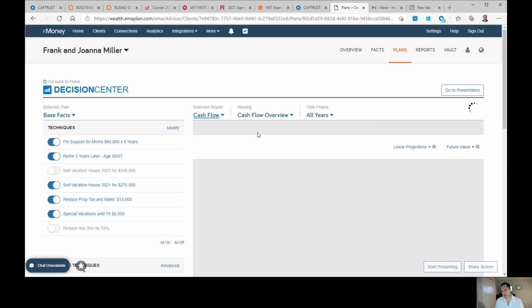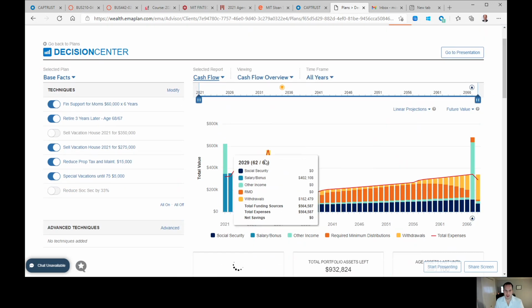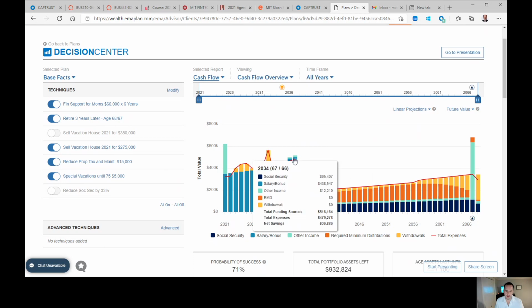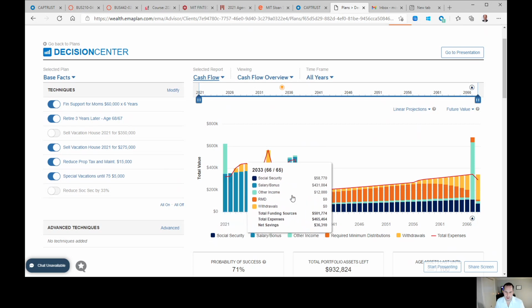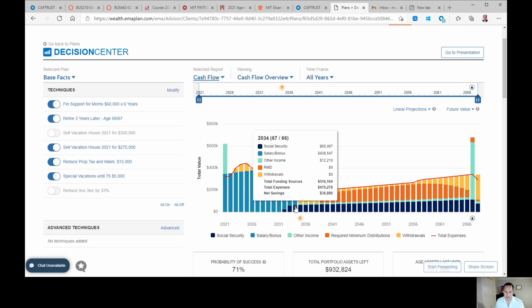The other tab I use very frequently is the cash flow planning. The red line here is the spending. So let's look at 2034. This is now where we have him retiring. The blue bar is the salary and bonus. Social Security is the darker blue bar. They also have some other income. And then it says their total funding and total expenses for that year, right?